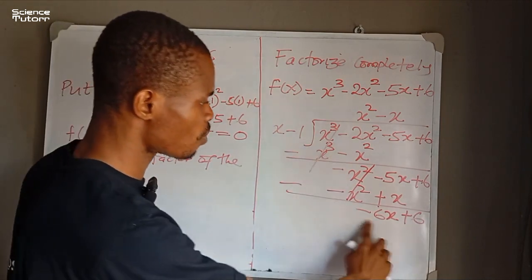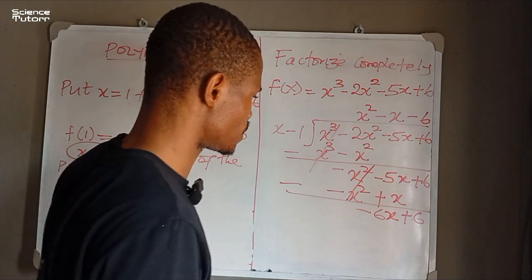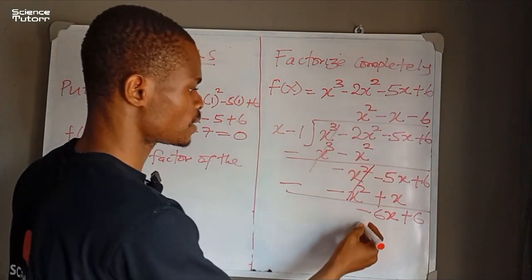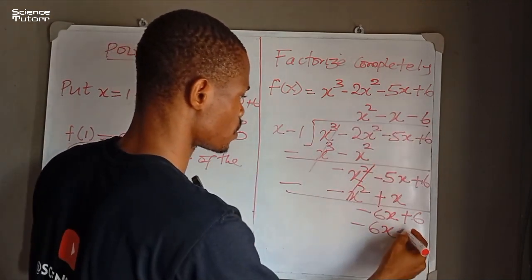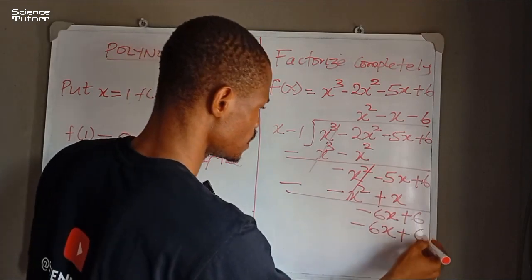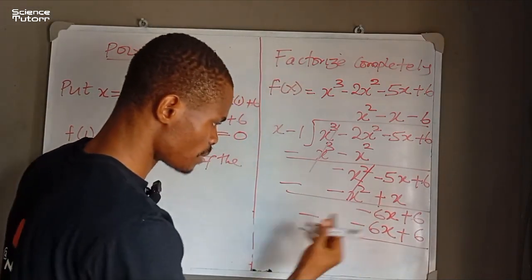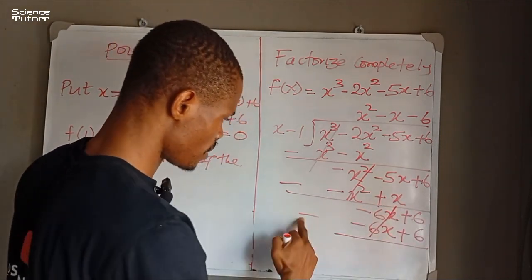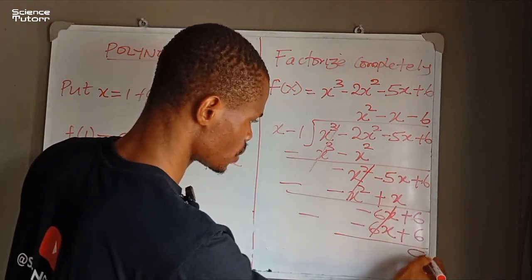So x into minus 6x gives us minus 6. And then we multiply, so this minus 6 times x is minus 6x. Minus times minus is a plus, 1 times 6 is a 6. We subtract again, minus times minus is a plus, so automatically we have 0 here. Minus times plus is a minus, automatically we have 0 here.